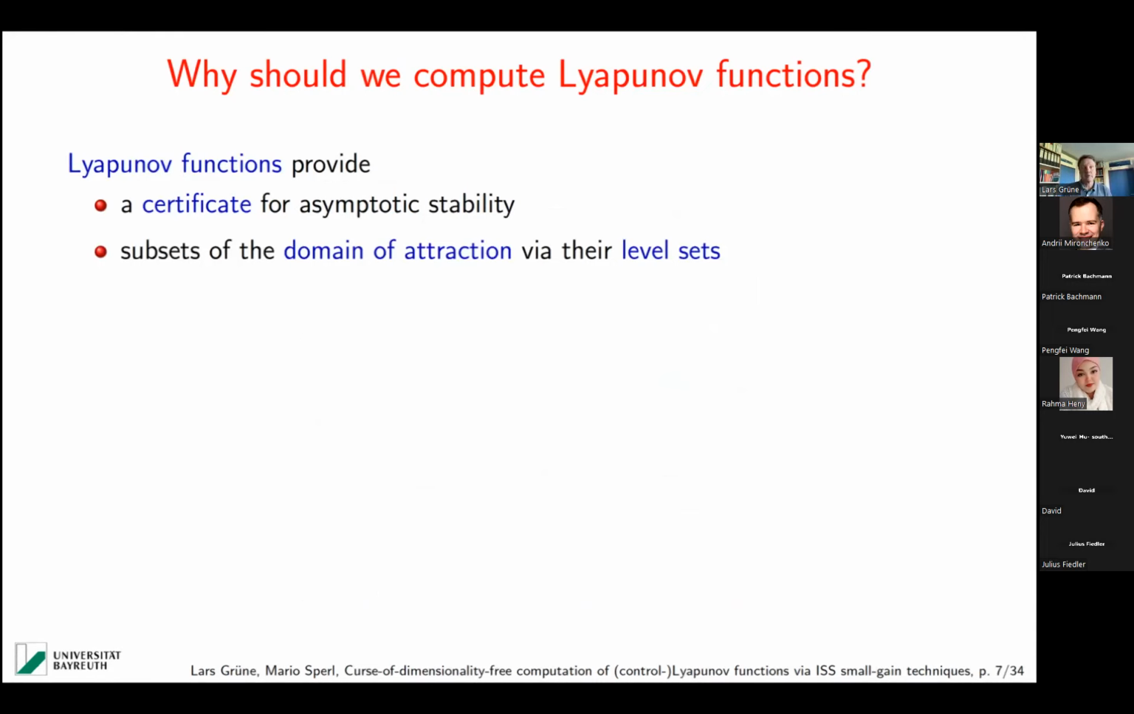But you can do more. Asymptotic stability you can sometimes also check via linearization, but what you do not know by linearization is for which initial conditions the solutions converge to the equilibrium. And this is given by the level sets of the Lyapunov functions. They are always subsets of the domain of attraction. So you can estimate the domain of attraction if you know Lyapunov functions.